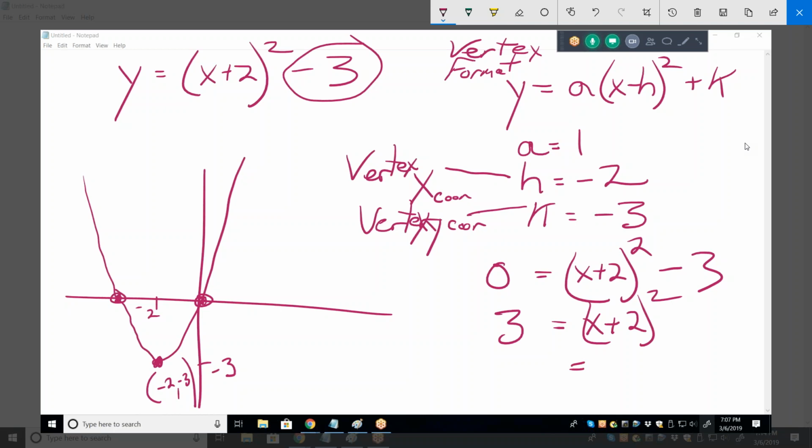When you take the square root of something being squared, you get that something. Because I took the square root of the right side, I've got to take the square root of the left side. More importantly, because I'm taking the square root of both sides, my answer is going to be plus or minus square root of 3. Now keep going, solve for x.